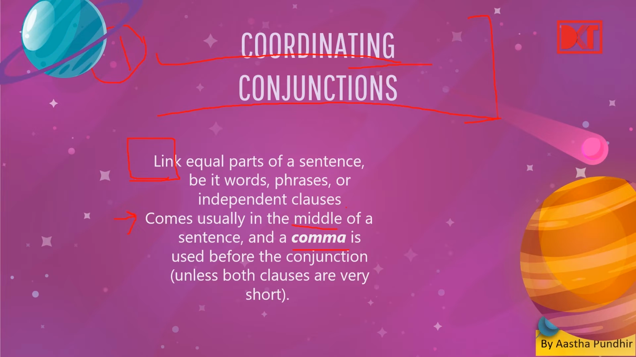दो words हैं या phrases हैं या कोई independent sentences हैं, independent clauses हैं, उनको एक साथ link करके जो conjunction use होता है उसे हम coordinating conjunction कहते हैं. और usually they come in the middle of the sentence. क्योंकि हम दो sentences को या दो words को या दो phrases को join कर रहे हैं, so they usually come in the middle of the sentence. Alright, and a comma is used unless both of them are very short. इसके हम अब examples देखते हैं.